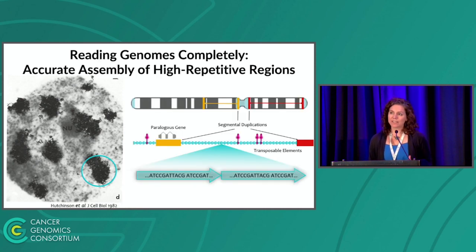And so what I'm here to talk about now is what lives in these darkly staining mysterious regions. And as we all know, what we're talking about are highly repetitive or repeat dense regions. These typically involve things called satellite DNAs, which are tandem repeats on steroids that are allowed in these densely staining heterochromatic regions, as well as TEs, or transposable elements, and segmental duplications, which sometimes contain genes.